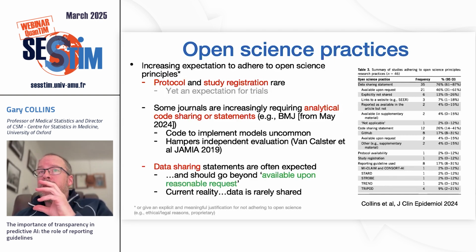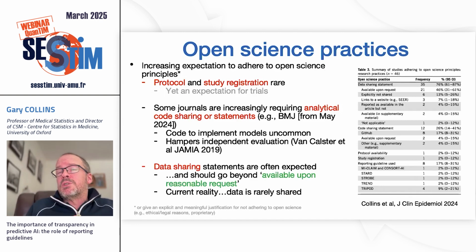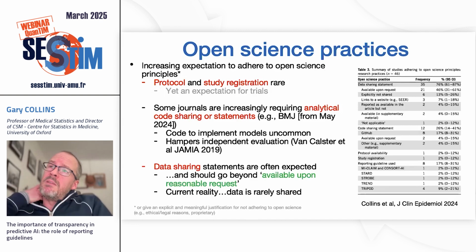Very few shared their data. There may be a statement in the paper saying the data is available on reasonable request. We know from other research that those statements are pretty meaningless because nobody shares the data. You email the investigator saying, can you share your data because you said it's available, but actually it's rarely available. The code to reproduce the study findings or to implement the model is again rarely made available. One study out of 46 had a protocol. One study out of 46 was registered.